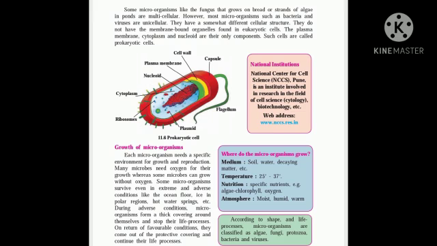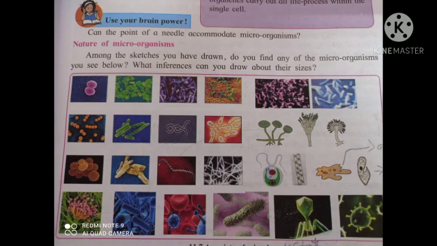Now, observation and measurement of microorganisms. If a magnification of more than 1000 is needed, then an electron microscope is used to observe them.